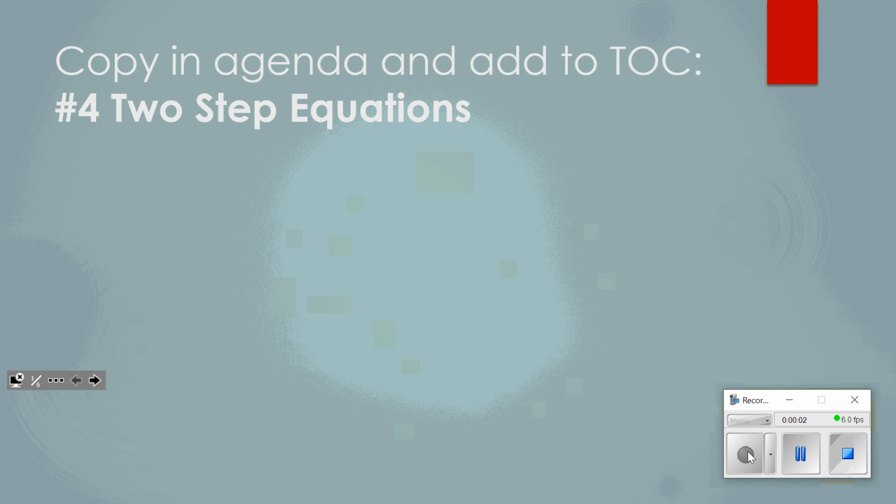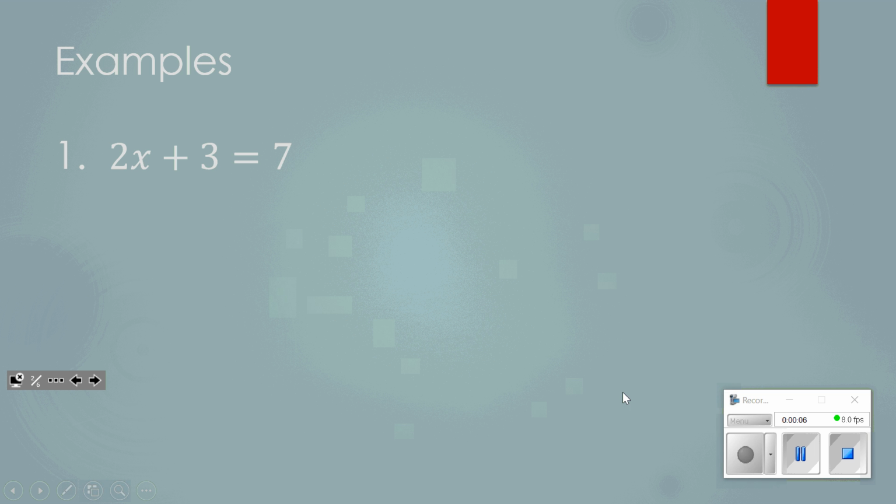This lesson is to help you with number 4, two-step equations. The first example is 2x plus 3 equals 7. Circle the variable. So that's what we want to know what the answer is for x. So we have 2x plus 3, so that means we're going to get rid of the plus 3 first.